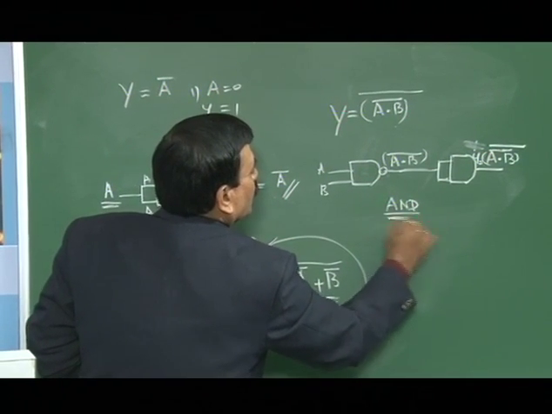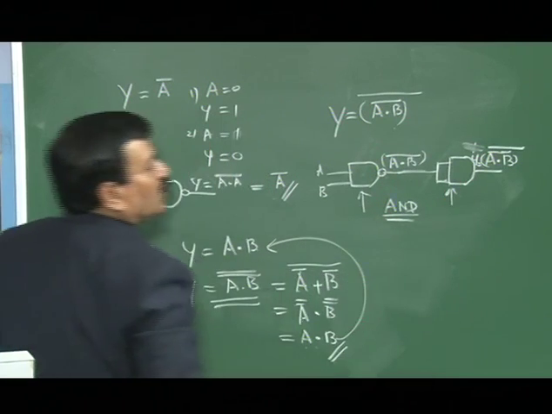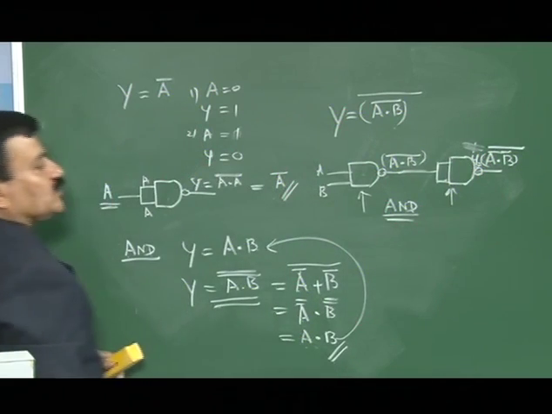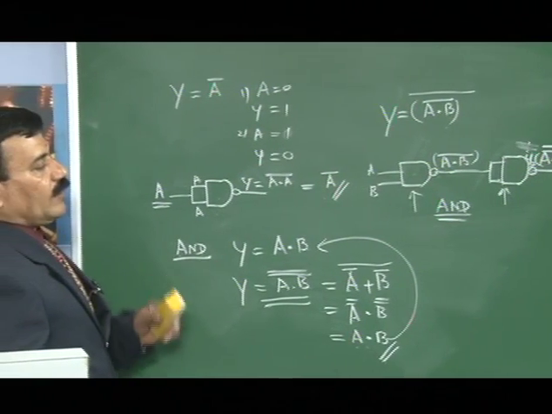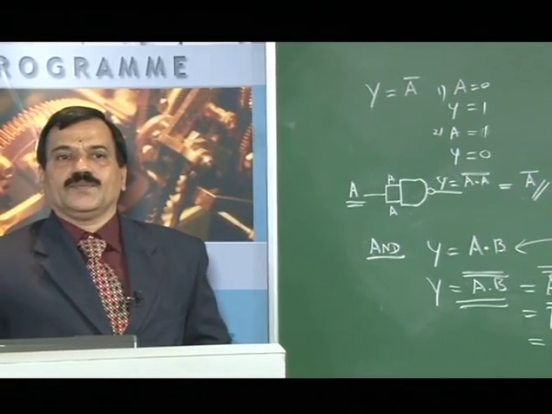This is the AND operation, and in this case both gates are NAND gates. By using two NAND gates, it is possible for us to execute the AND operation. Similarly, we can execute the OR operation also.